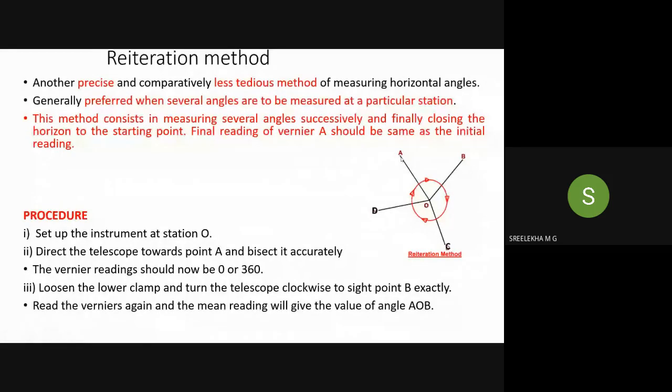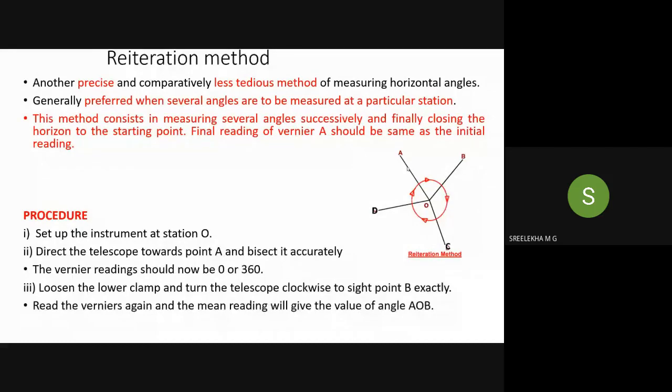This was not done in your repetition method, where we only repeat the angle. In the retraction method, we start from the point A. Starting from the point A means, what should be the angle at the point A? At the point A, your A vernier as well as the B vernier should be 0 or 360 degrees. So you are already making that.